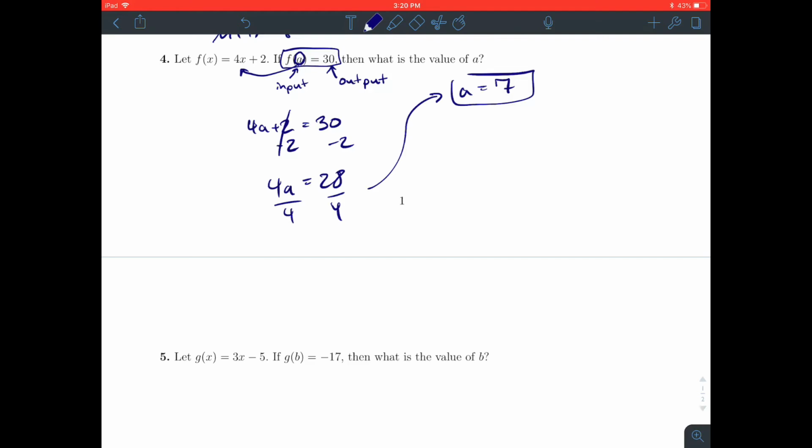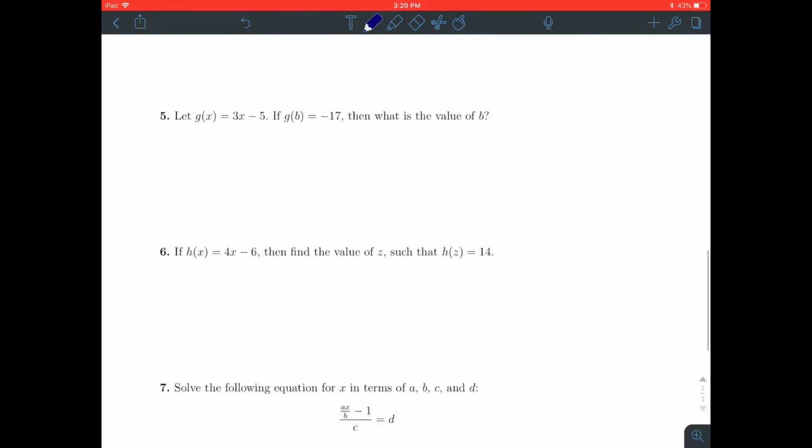And this is a nice problem to check. So when we input a into the function, if a is 7, when we input 7 into the function, it gives us the correct output, 30, which is what we wanted. So just to be clear, this was the answer. And this was an optional check, but I think in this case it was nice to do.